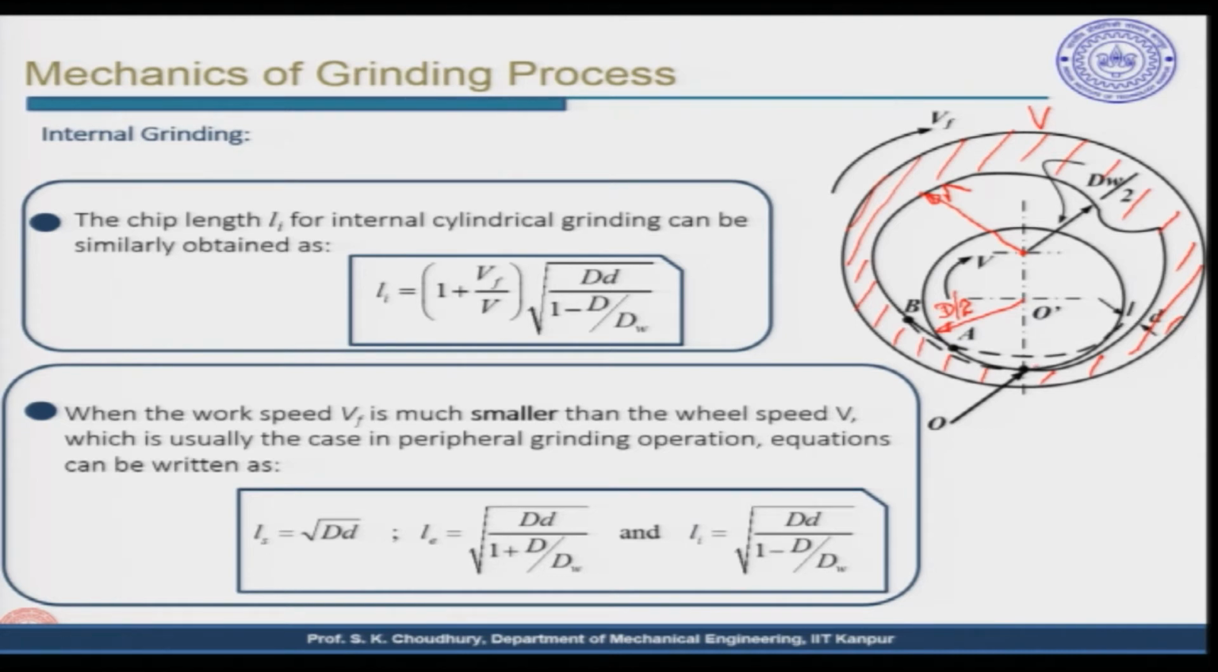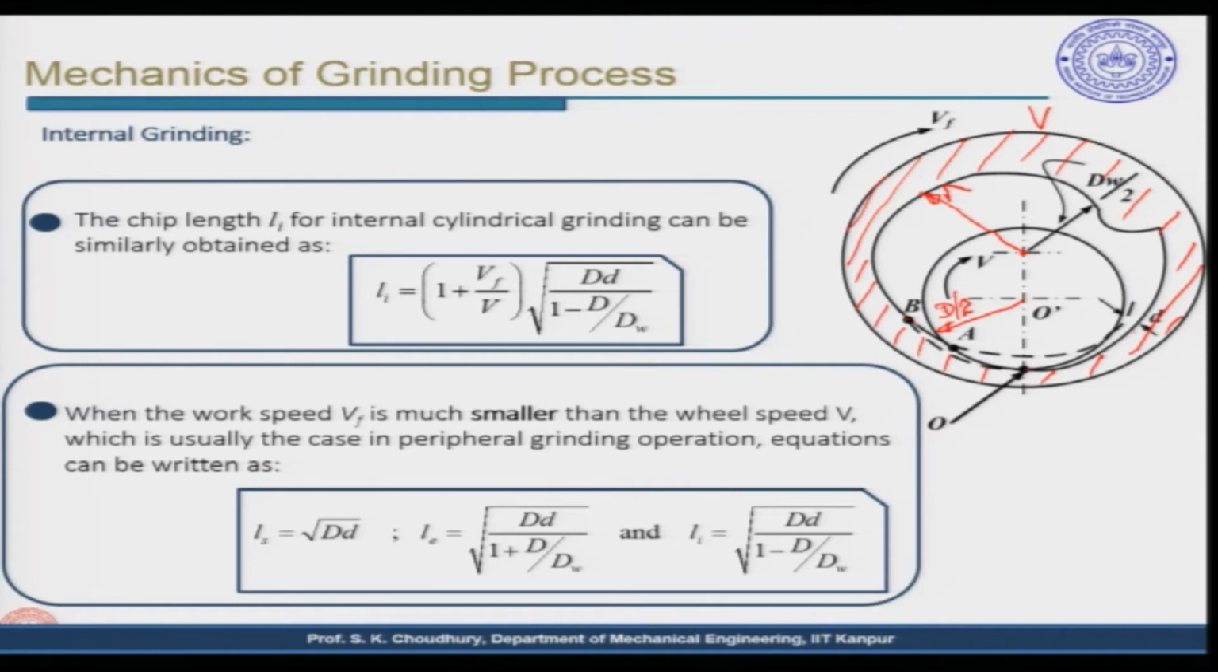Now like in the previous diagrams, this is the point where the grinding wheel has started the grinding process and is in touch with the workpiece. And then if we extend this curve which is not machined, this extension will go on, and this will be the B.